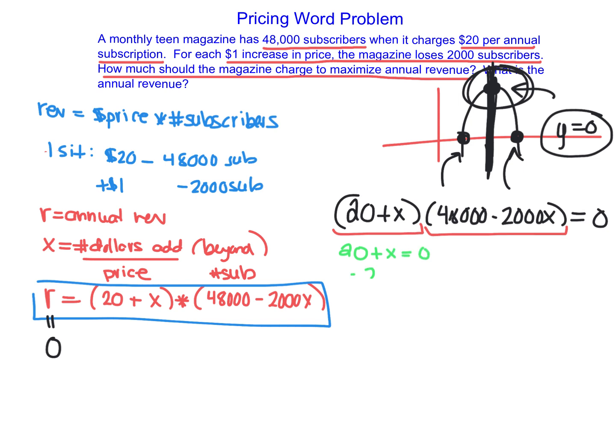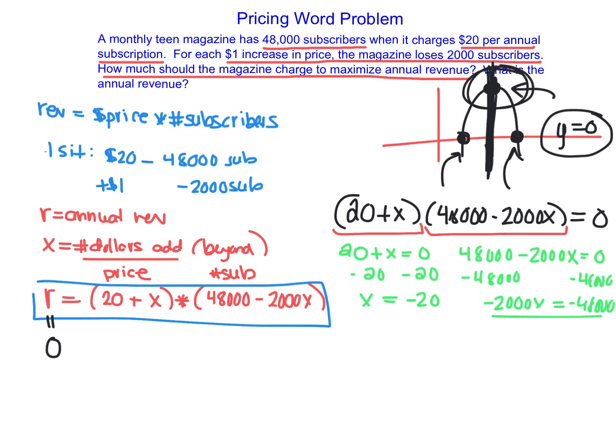So that becomes minus 20 minus 20. So I have x is equal to negative 20. And then from here, I can also set 48,000 minus 2000x equal to 0. I'm going to subtract 48,000 from each side. So I have negative 2,000x is equal to negative 48,000. Divide by negative 2,000, and I find that x is equal to 24.